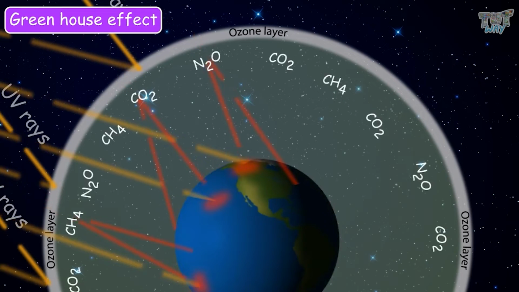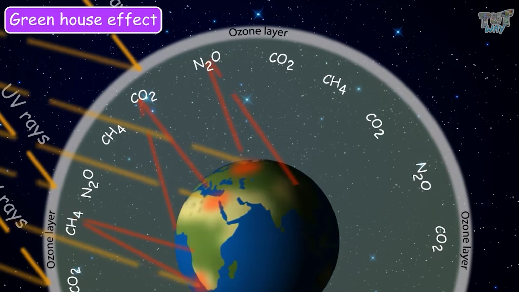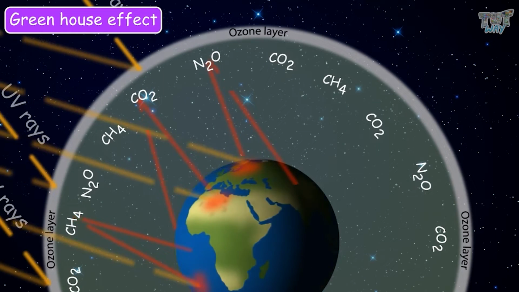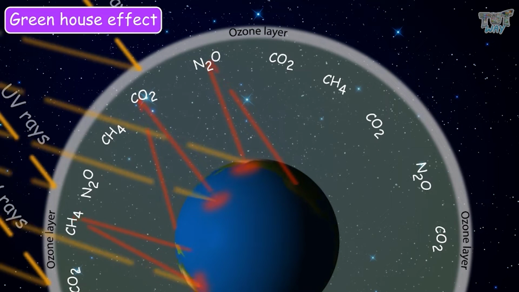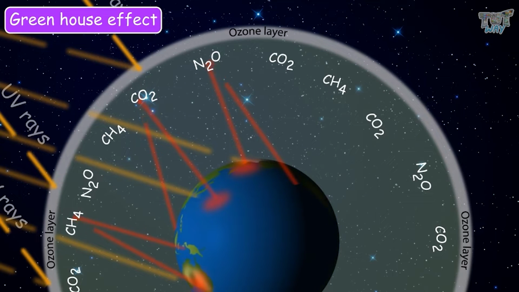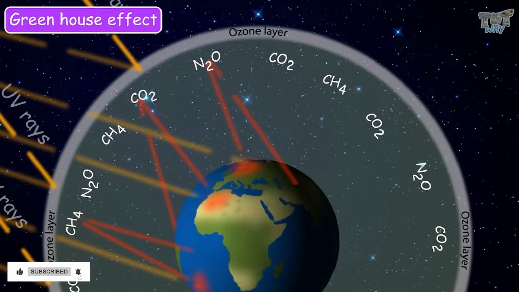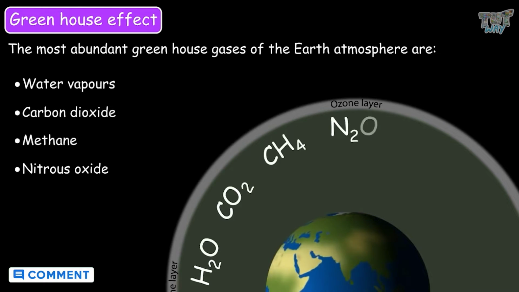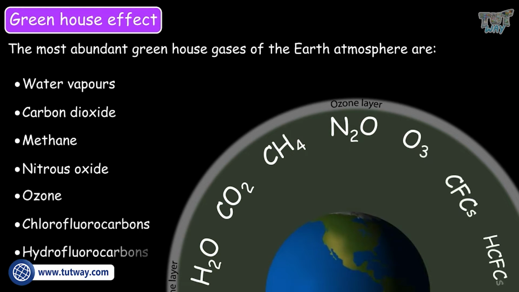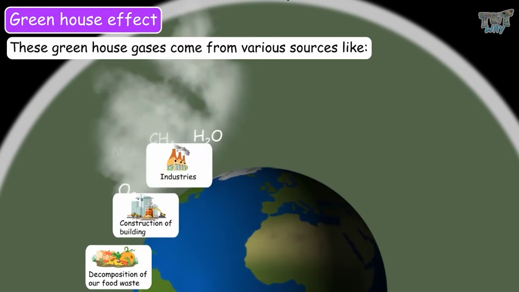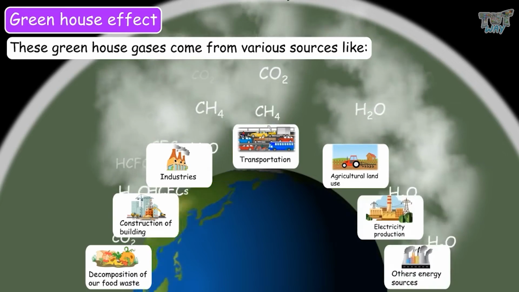And various gases present in the Earth's atmosphere absorb this reflected infrared radiation and warm the atmosphere. That is, all the radiation that is not allowed to escape goes ahead and warms the Earth's atmosphere and keeps it warm during the night. And that happens due to the greenhouse gases present in the Earth's environment. The most abundant greenhouse gases are water vapor, carbon dioxide, methane, nitrous oxide, ozone, chlorofluorocarbons, and hydrofluorocarbons. These greenhouse gases come from various sources, like decomposition of waste material, production of energy, industrial processes, transportation, agriculture, and so on and so forth.